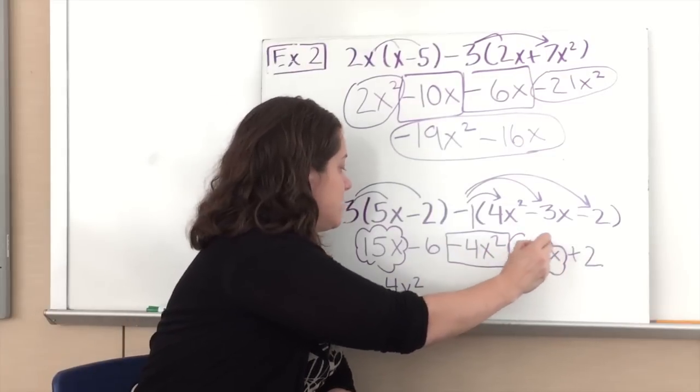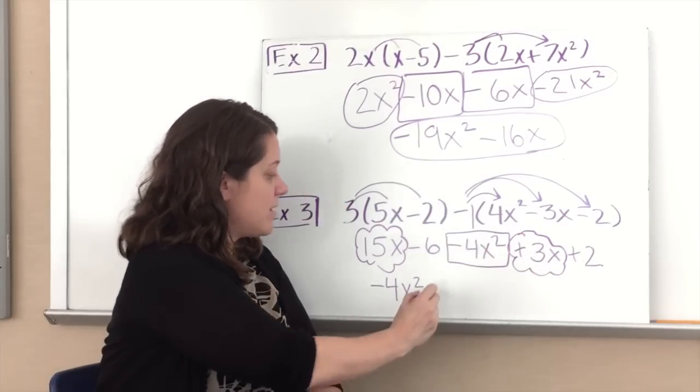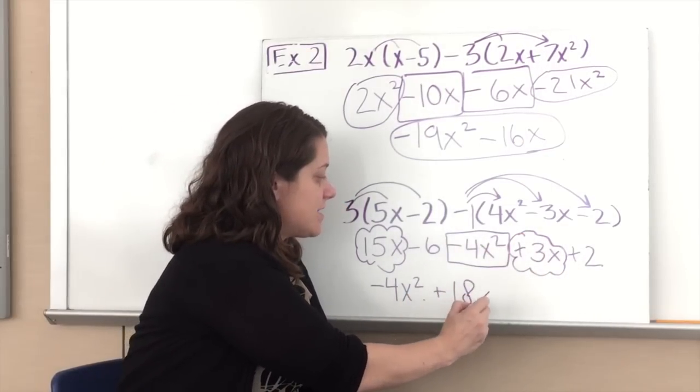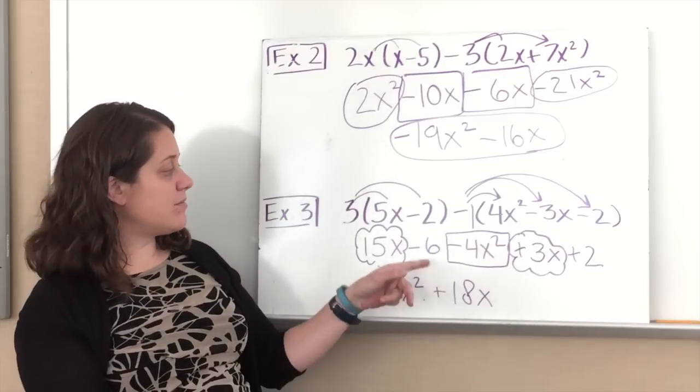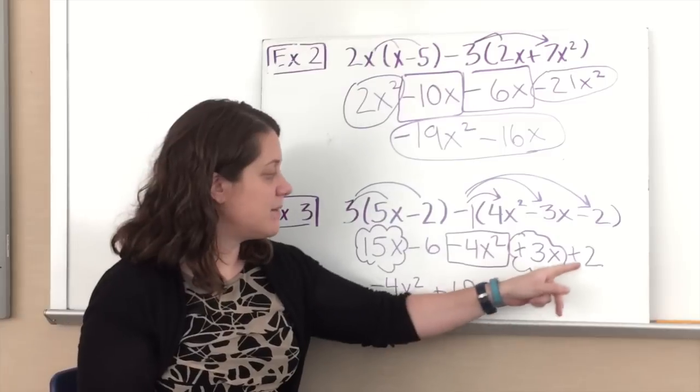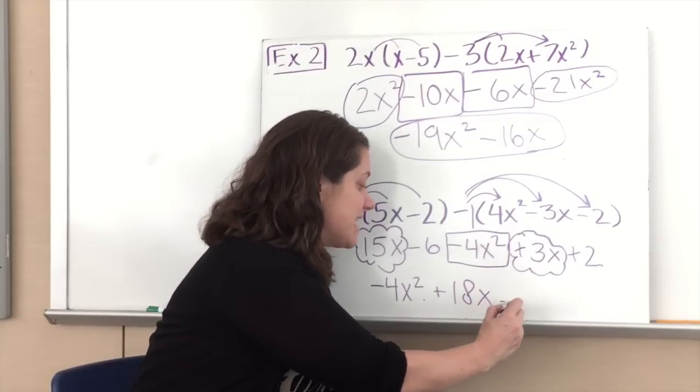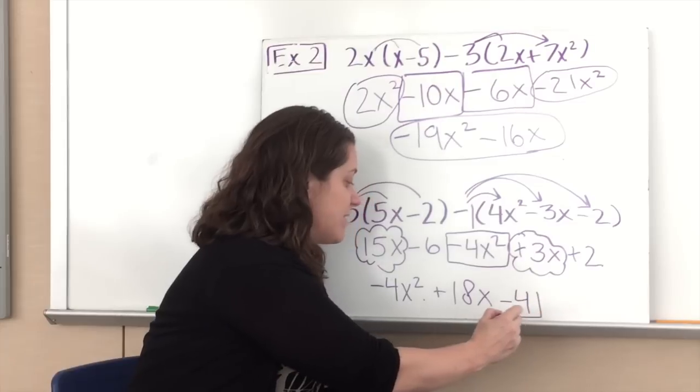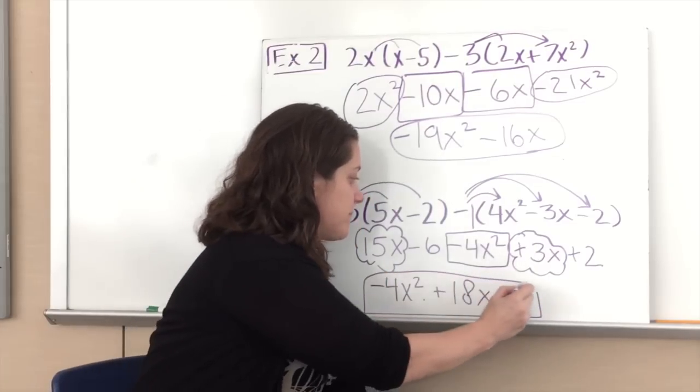So I've got a 15 and a 3, so that's 18x. And lastly, I combine a negative 6, so make sure to take the sign. So a negative 6 and a positive 2 is? Negative 4. And that is my final answer.